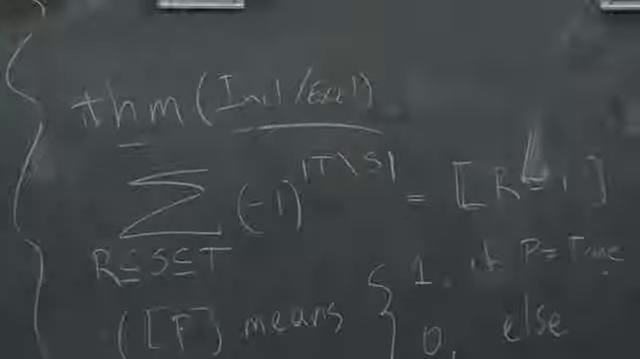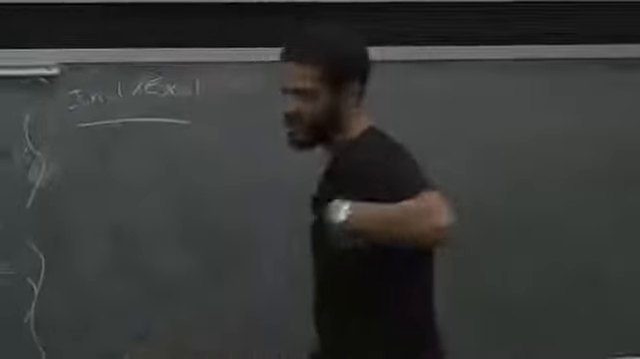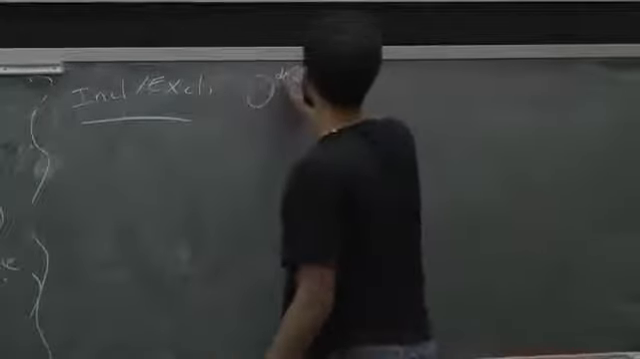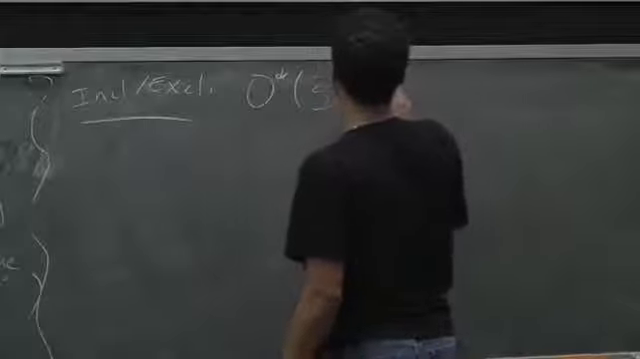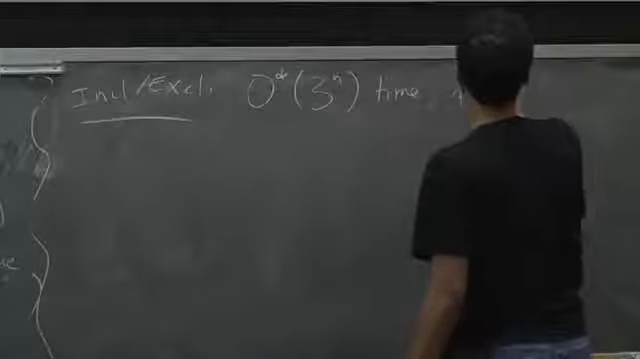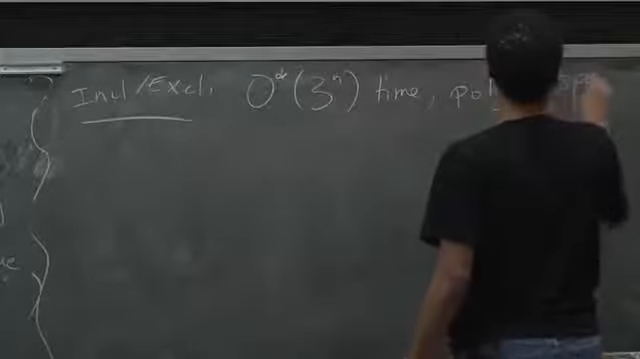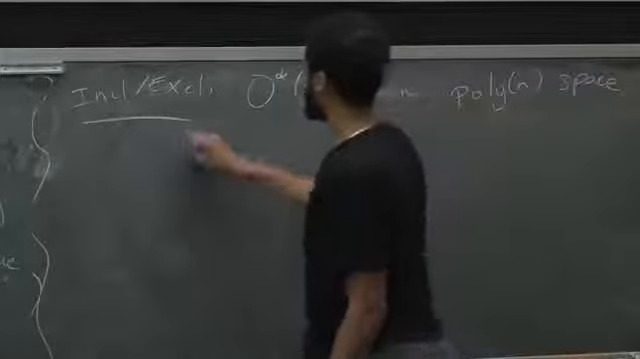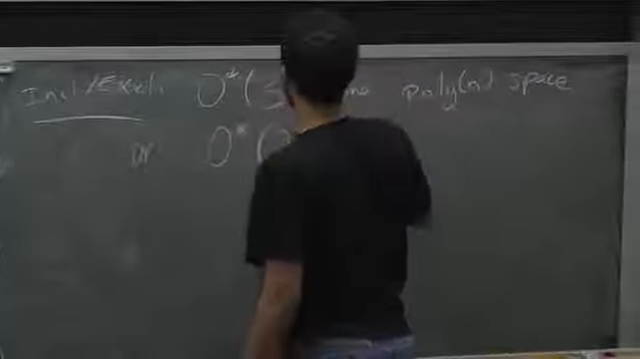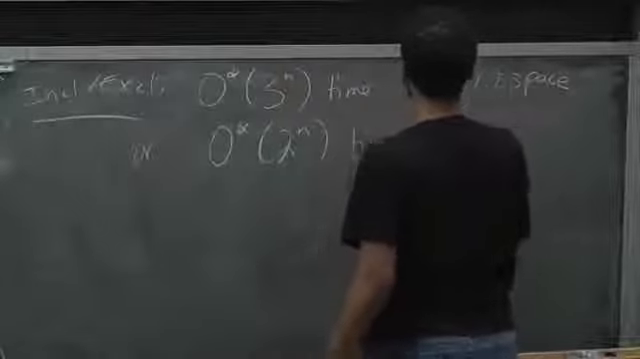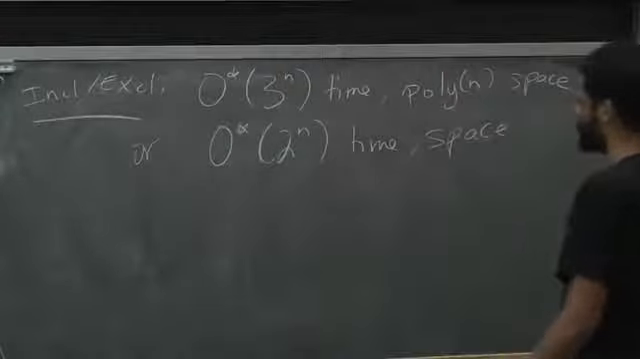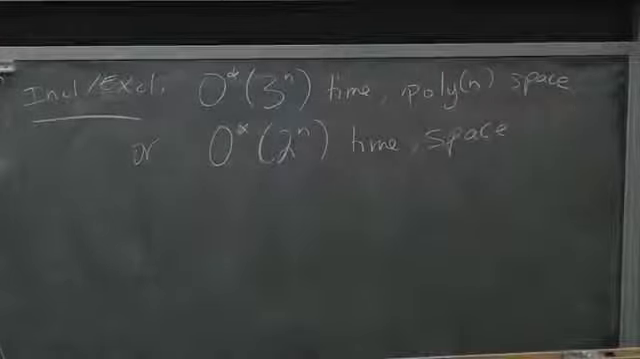Inclusion exclusion, you can either get O star of 3 to the n time and poly n space, or O star 2 to the n time and space. Okay, and how does that work?